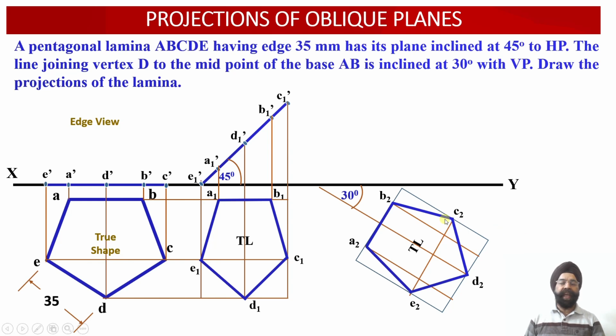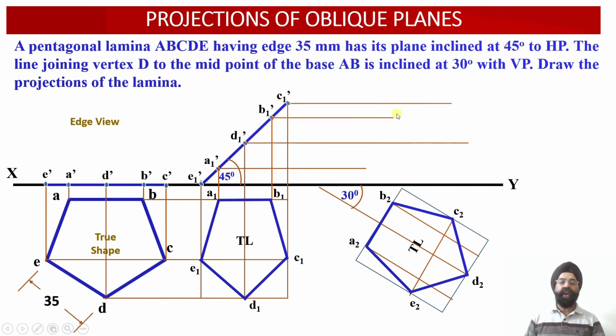Now having been able to obtain the apparent shape top view projections of this oblique lamina, which happens to be inclined to HP at an angle of 45 degree and inclined to the vertical plane at an angle of 30 degree, this top view has been obtained. Now the corresponding front view projections of this pentagonal lamina have to be obtained. So how can we obtain it?